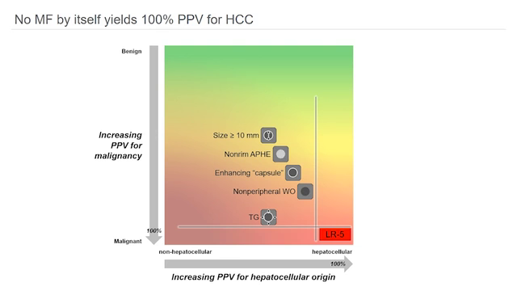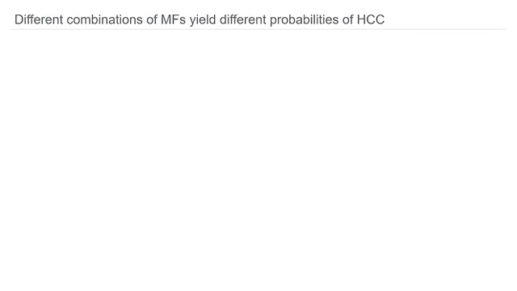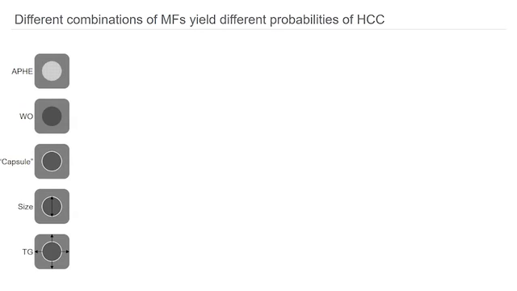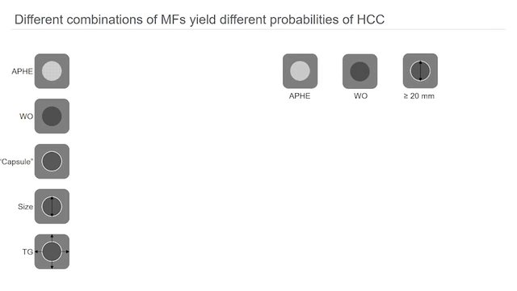However, we can view the major features as building blocks. What does that mean? The different combinations of major features will yield different probabilities of HCC. So if we look at our 5 major features, a combination of arterial phase hyperenhancement and washout in an observation that's over 20 millimeters in size gives us 100% probability of HCC. And that is, again, in the patient who's at risk for HCC, for cirrhosis.